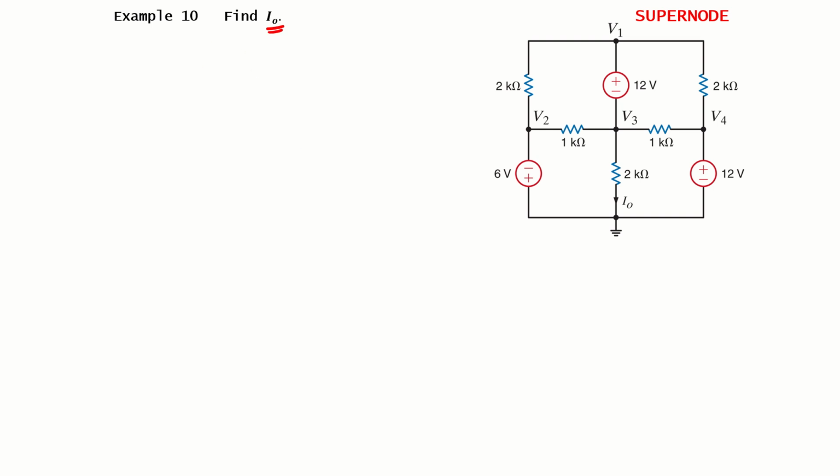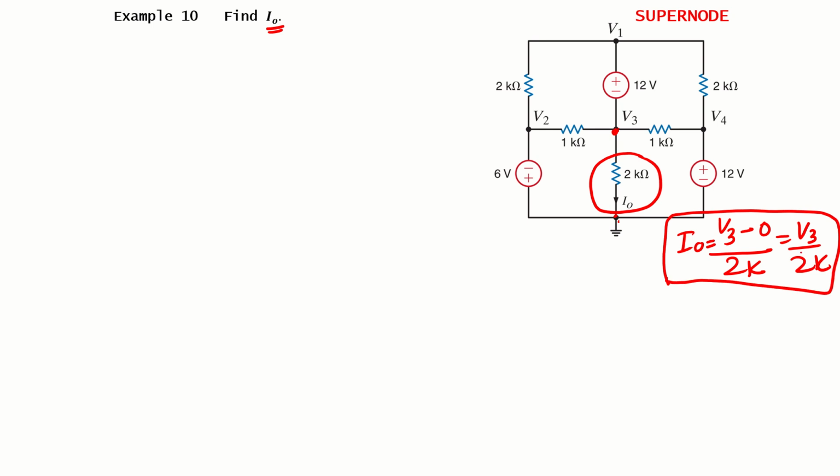Okay, so if you look at the circuit, I naught is the current that is flowing through this 2 kilo ohm resistor. So we can write that the value of I naught will be, like, the current through a resistor is the difference of nodal voltages, right? So V3 minus, what is the voltage here? 0, divided by 2k, or simply V3 over 2k. So if we can find the value of V3, we can find the I naught current, which is our desired question requirement.